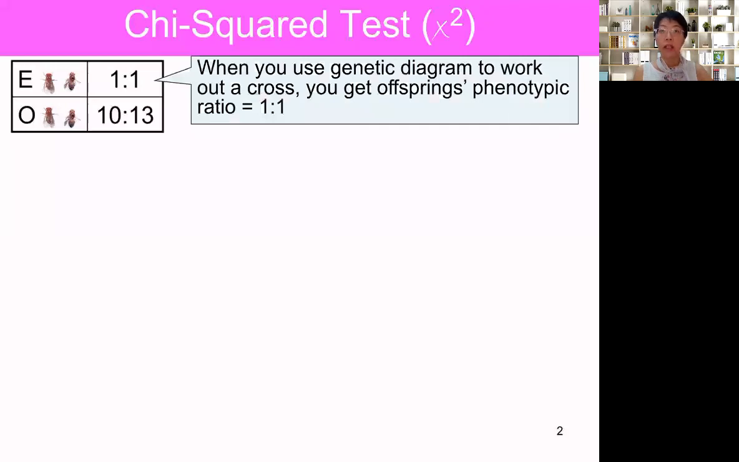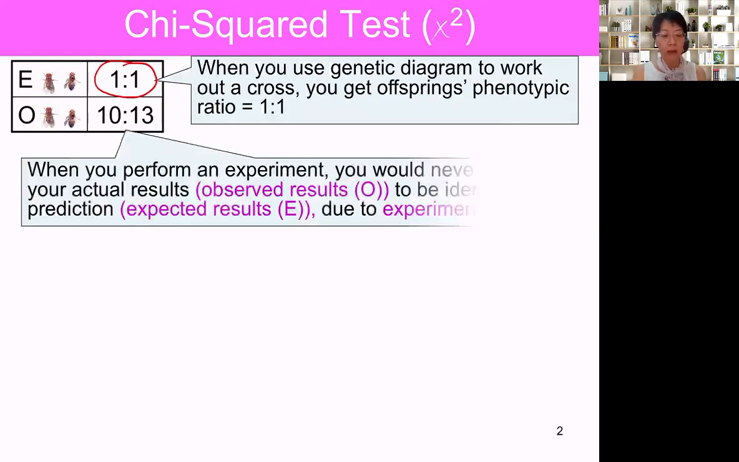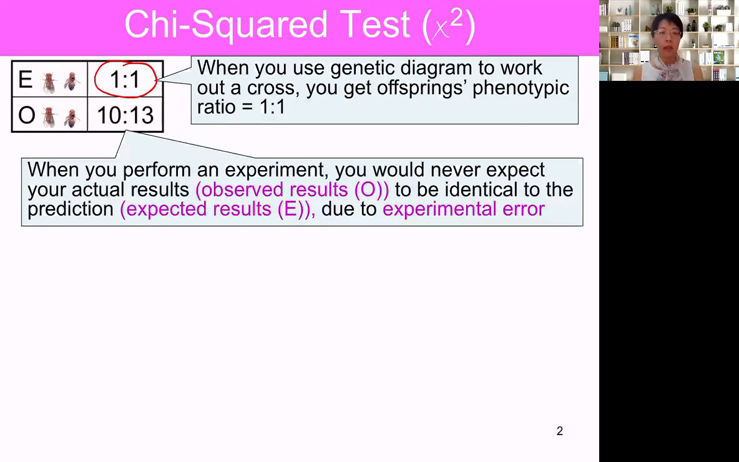Okay, so for chi-square test, we have just learned the genetic diagrams. When you use a genetic diagram to work out a cross, you do all the calculations, then you get your offspring's phenotypic ratio, for example, a 1-to-1 ratio. So you've done a calculation, it's a 1-to-1 ratio. Then you go and carry out the experiment. Instead of doing calculation, you go and do the cross.